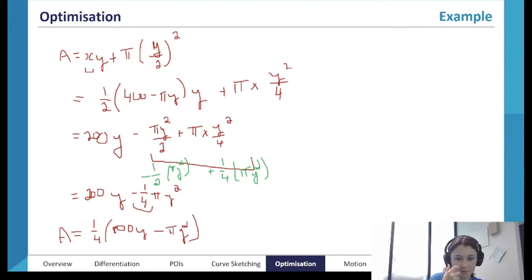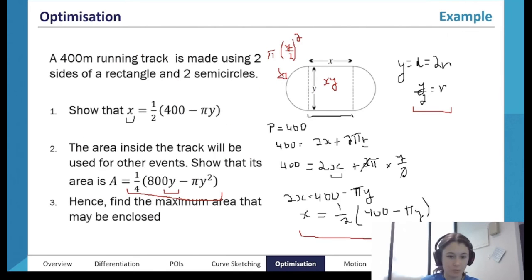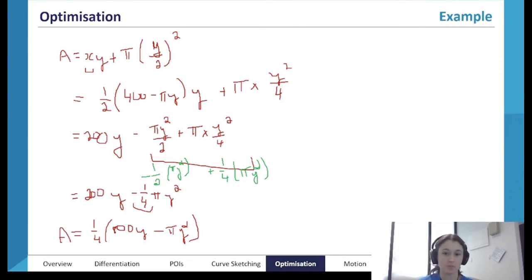Okay, so now that we have that, what we need to do is get onto the next part of the question, which is to find the maximum area that may be enclosed. Remember, a maximum value occurs at the stationary point. So we're going to need to find the derivative, set it equal to 0, and then confirm that that value is actually the maximum and not a minimum stationary point. So let's get into it.